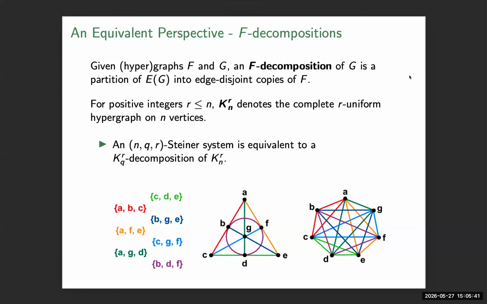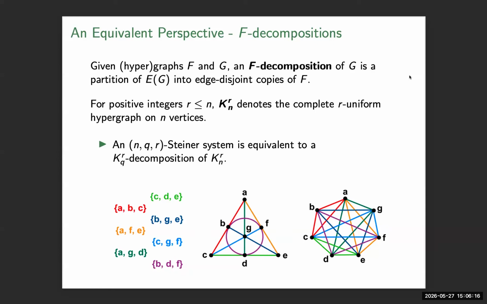F decompositions. In particular, given hypergraphs F and G, an F decomposition of G is a partition of the edges of G into edge disjoint copies of F. And a little bit of notation here, we'll use K sub n to the R to denote the complete R uniform hypergraph on n vertices. Okay, well then an NQR Steiner system is equivalent to a KQR decomposition of KNR.